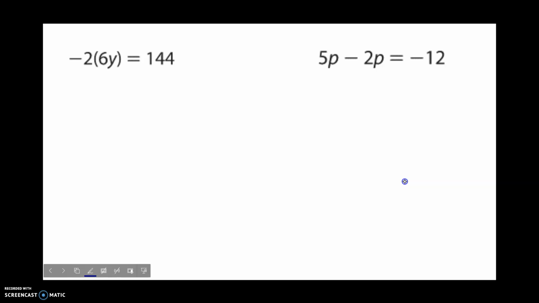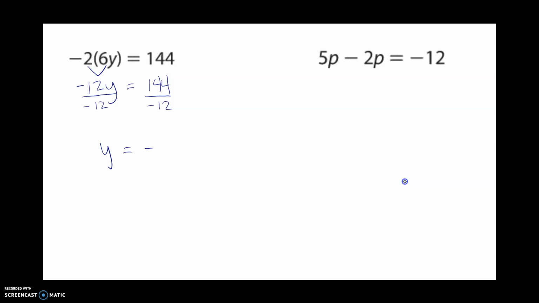Sometimes you'll have to simplify a step before you can solve your problem. So here on the left, I have negative 2 times 6y. I'd make that negative 12y equals 144. So I'm going to simplify first. Now I have negative 12 times y. The opposite of multiplication is division. So I'm going to divide by negative 12.